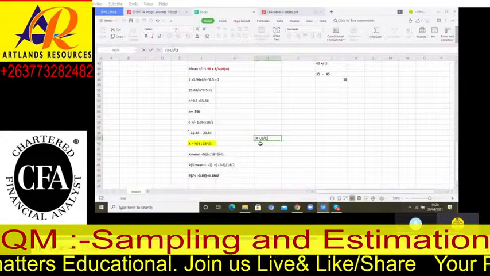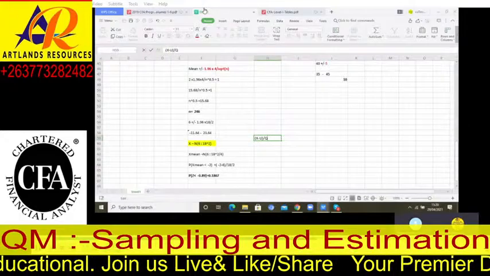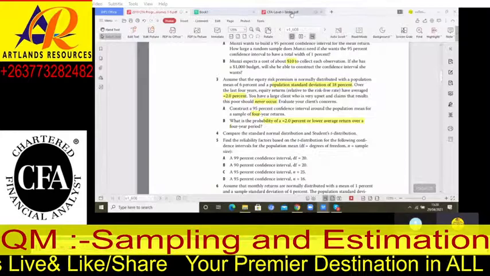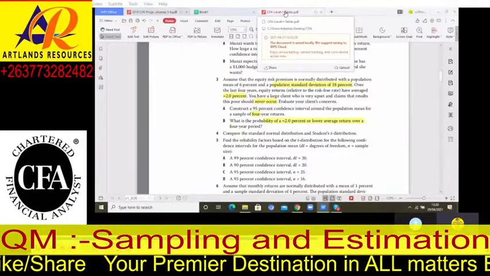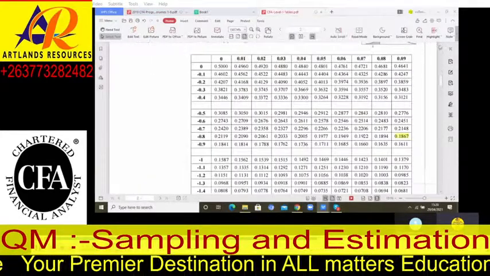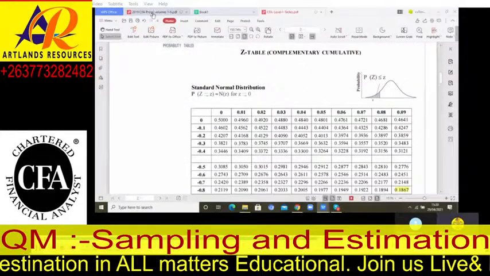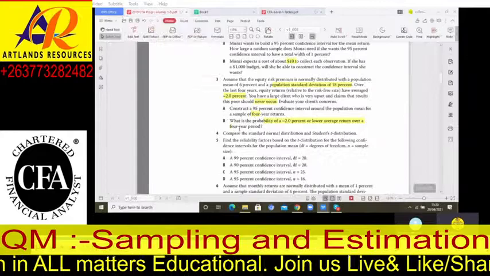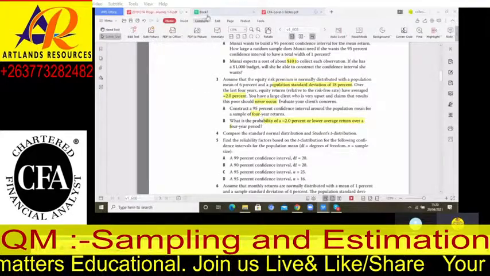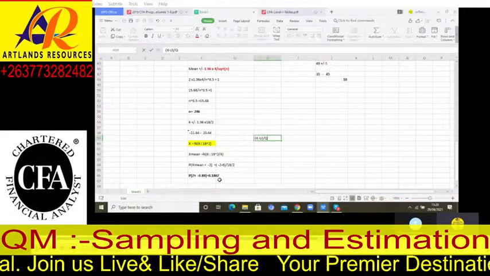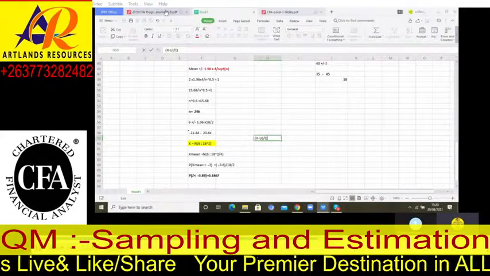The moment you standardize, it ceases to be x, it becomes z. The moment it is standardized, it is now referred to as z. It ceases to be x. Don't worry, we shall come across questions of this nature. So this answer, you can give it as a percentage. It might be 18.67% or just 0.1867.